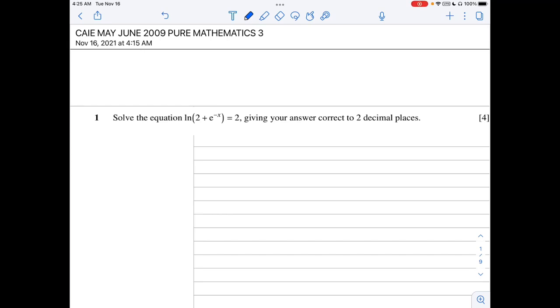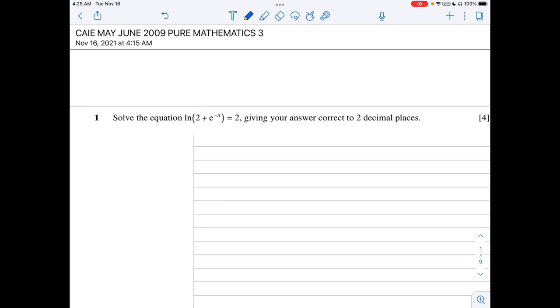So welcome, this is CIE May June 2009, paper 3, pure mathematics 3 paper. There are something around 10 questions, but one question is from vectors, which is moved to further maths. So therefore we are not doing that one. So let us start with solving the equation.